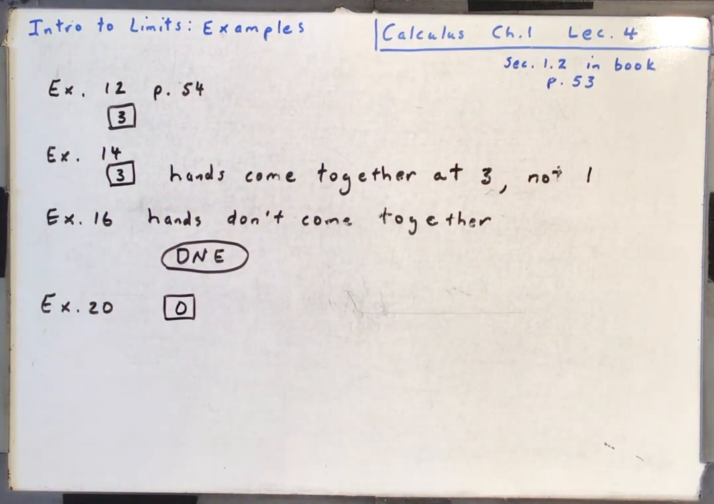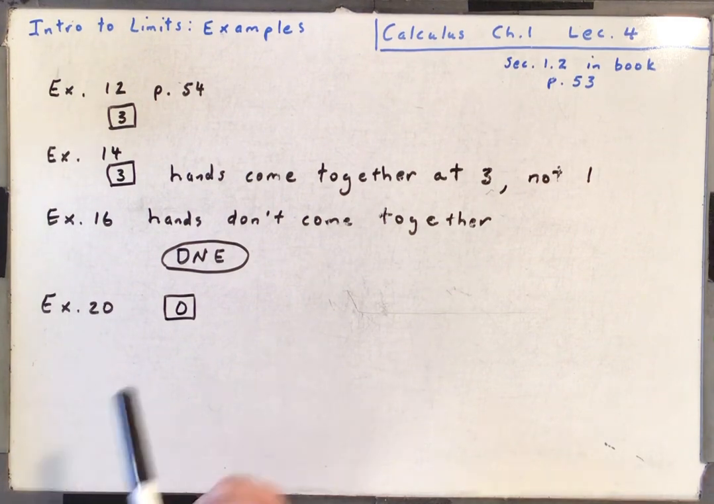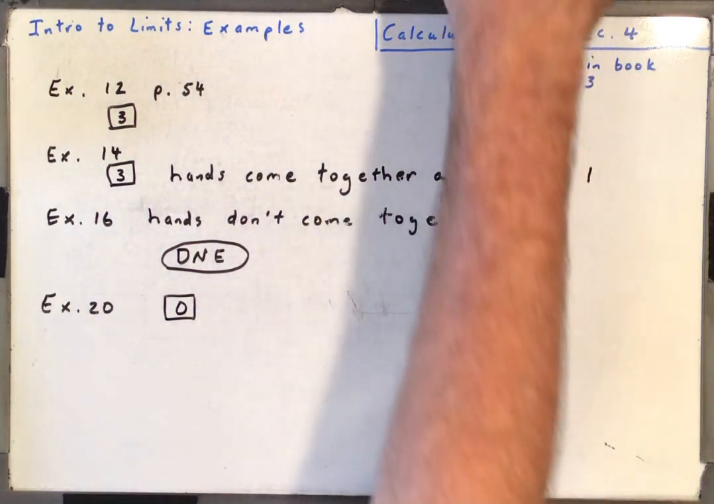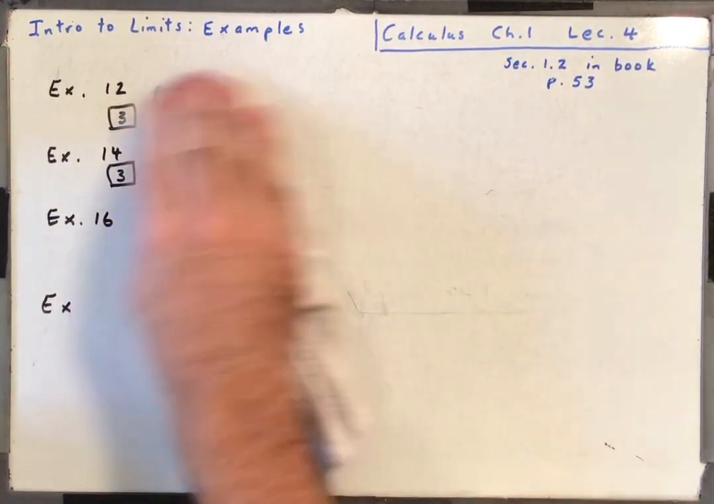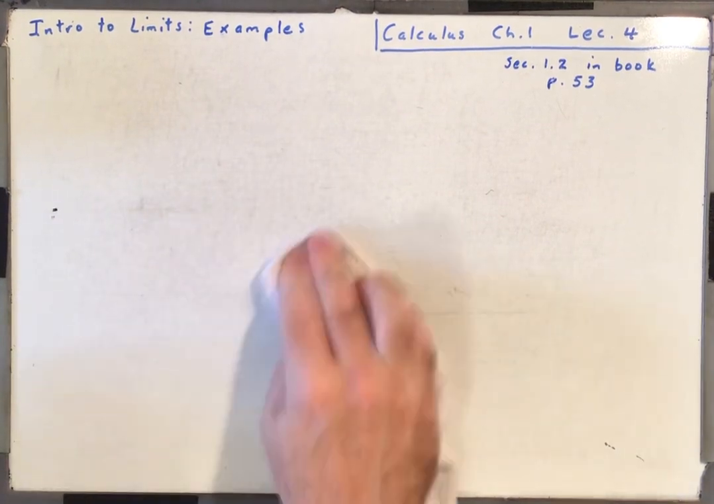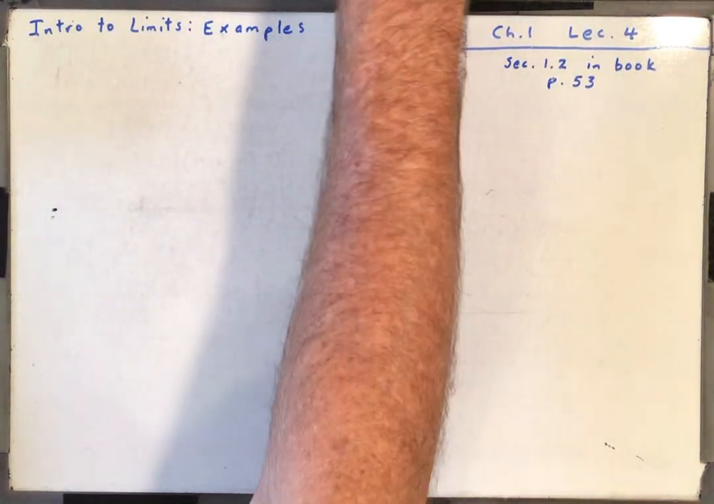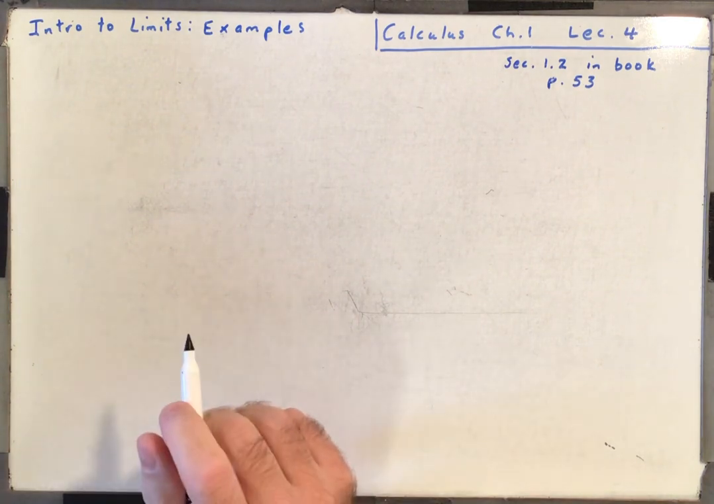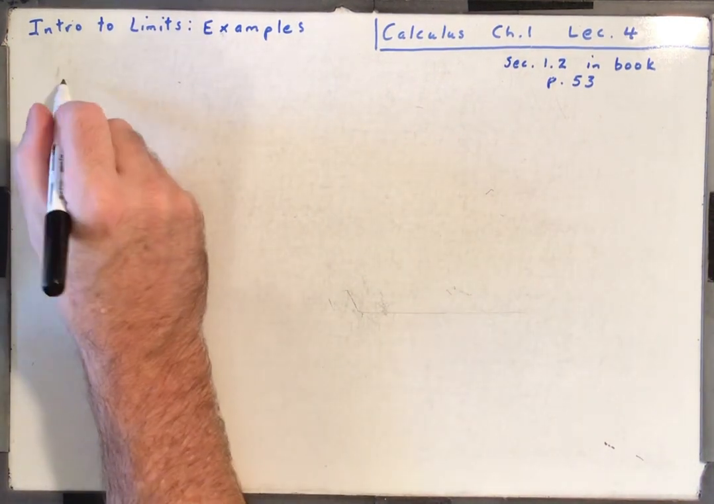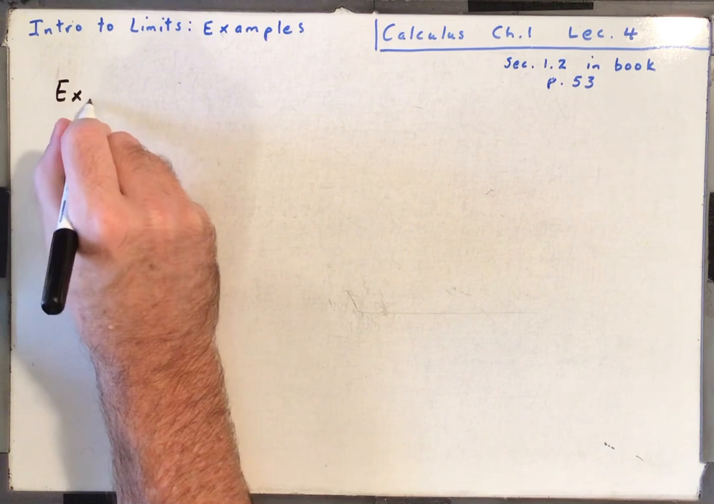Okay, now I want to do a couple of example problems. A lot of your homework is either doing the tables or reading the graphs. I want to do a couple of examples from the definition of the limit. This will help you on at least one of your homework problems. So I'm going to write this out. This is an example. This is not an example from the book.